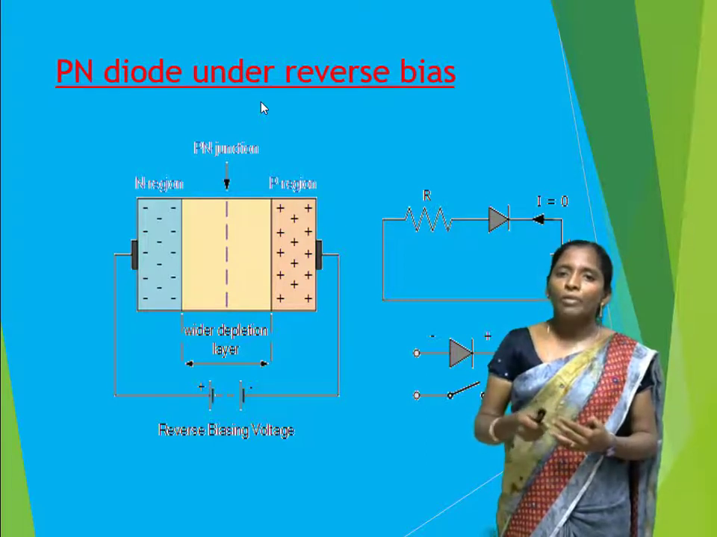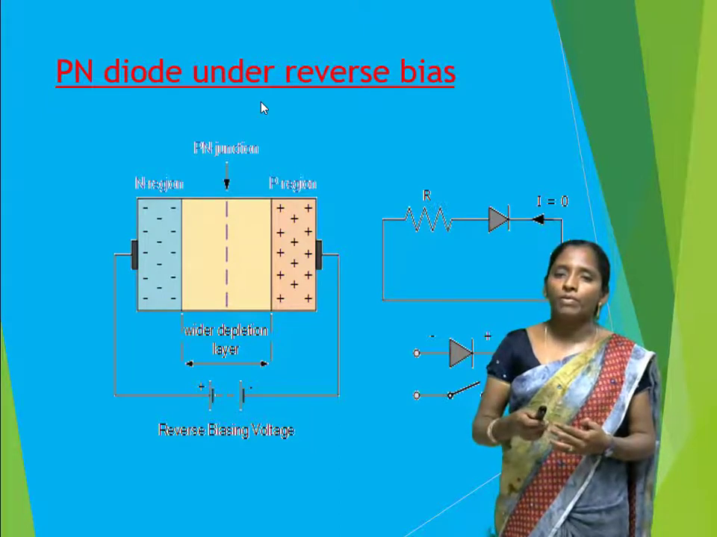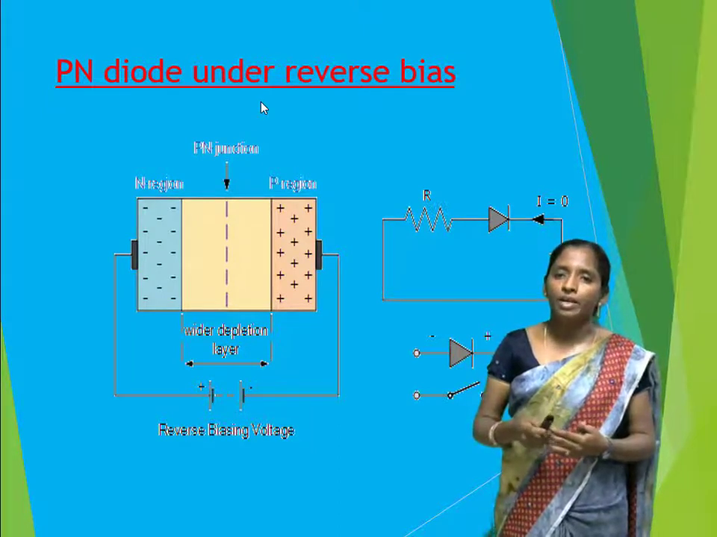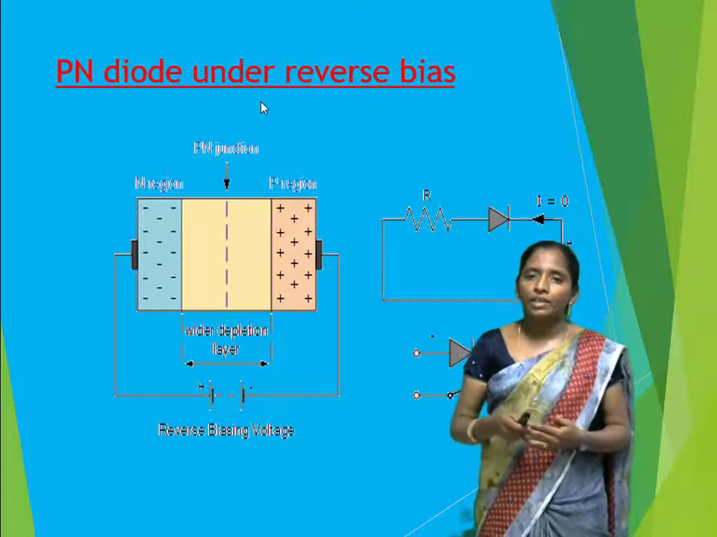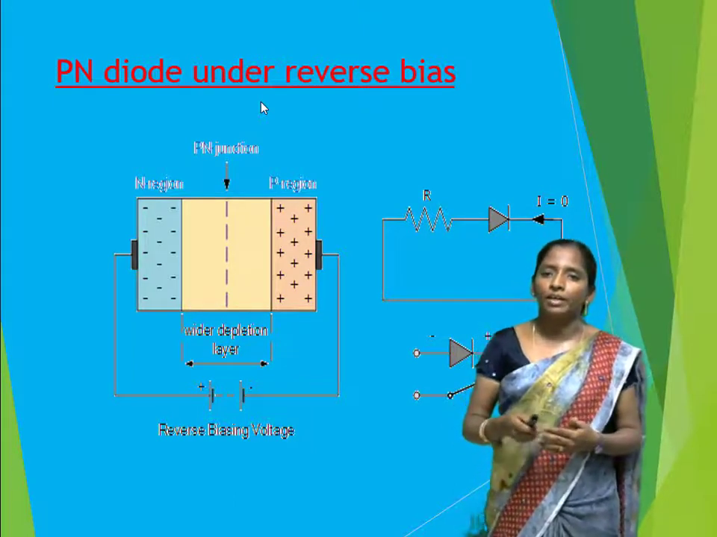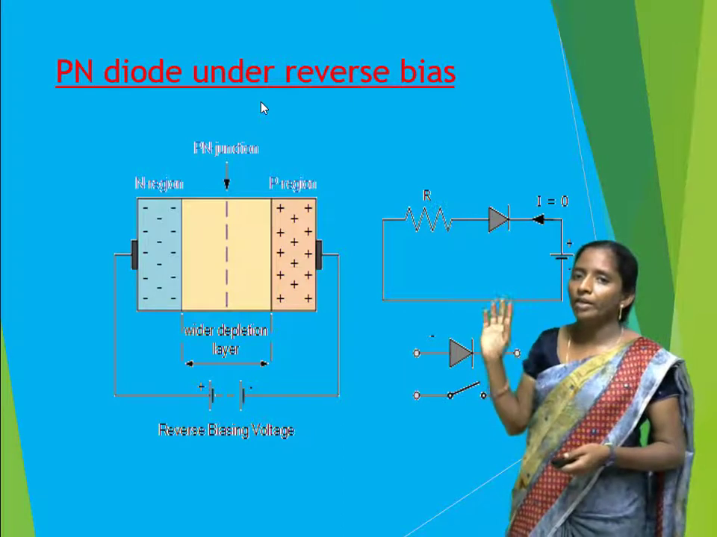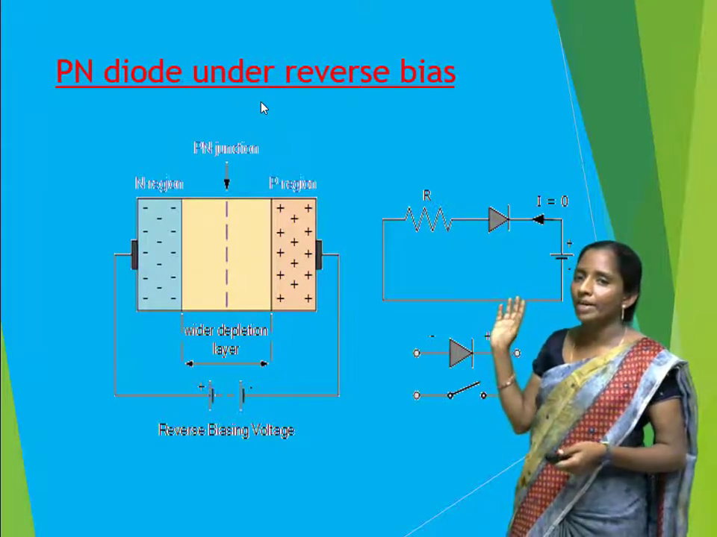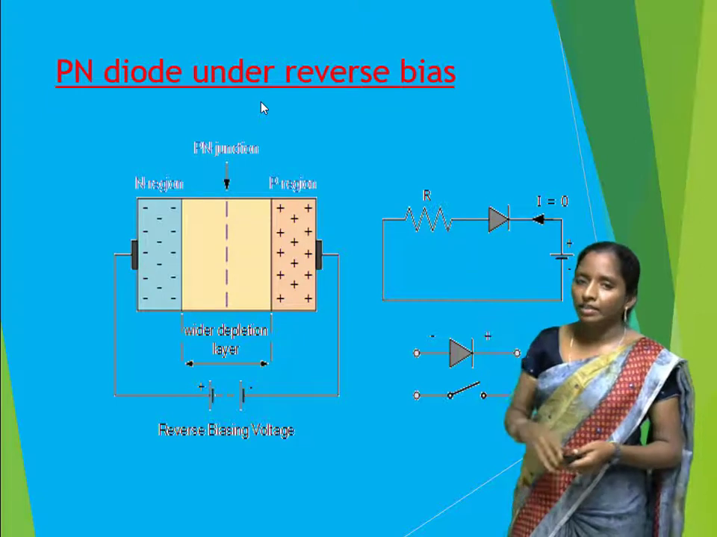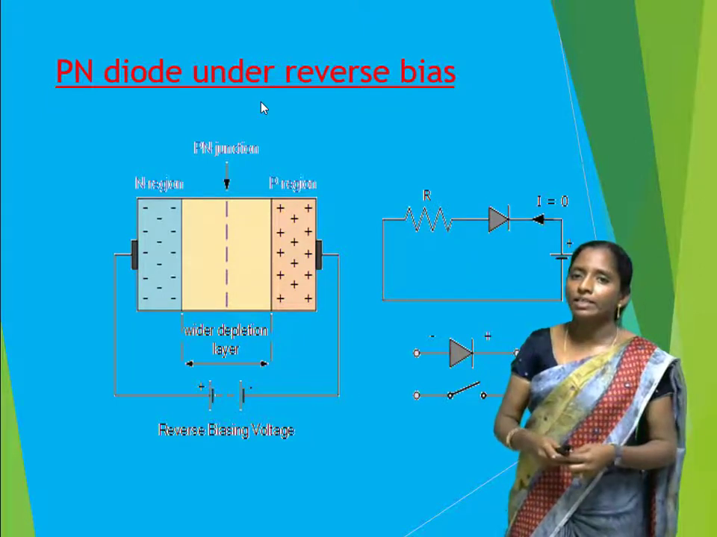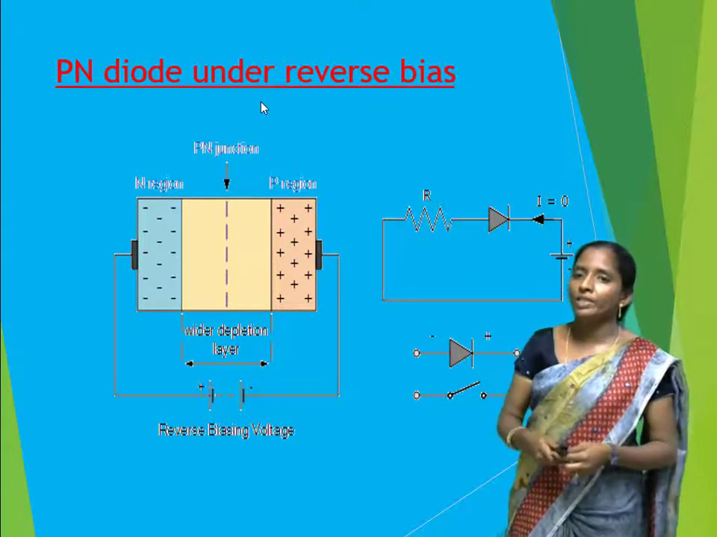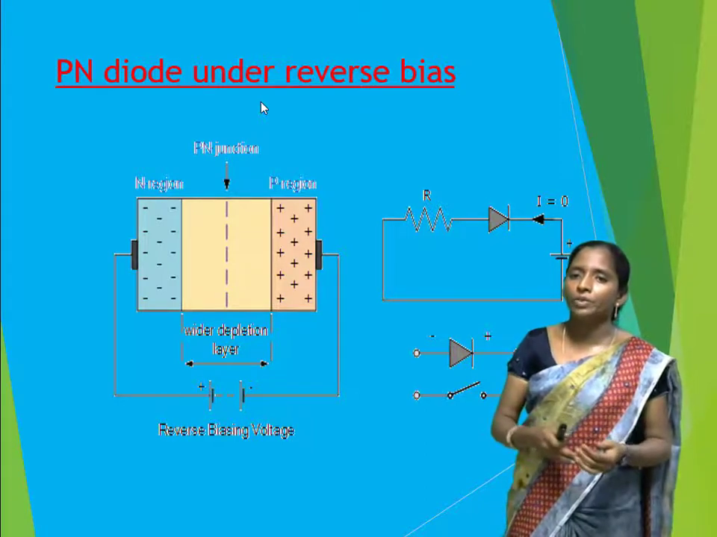Only a small amount of current flows in the reverse bias condition, that is the reverse saturation current, represented with I0. This is the circuit diagram for the PN junction diode under reverse bias condition. The diode in reverse bias condition acts as an open switch, so no current reaches the output.